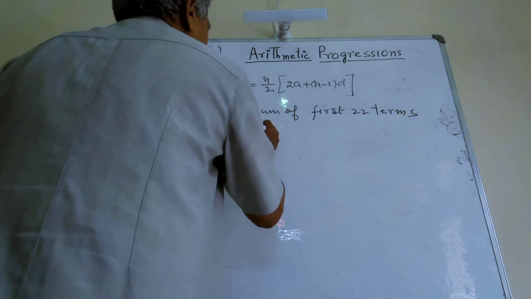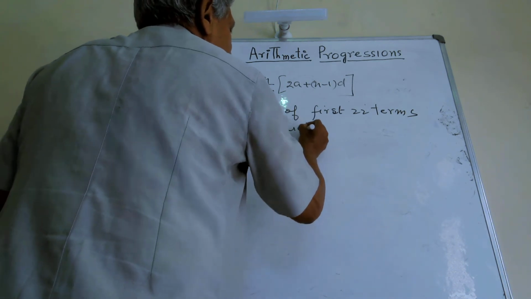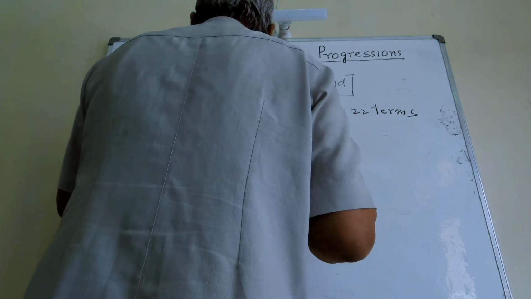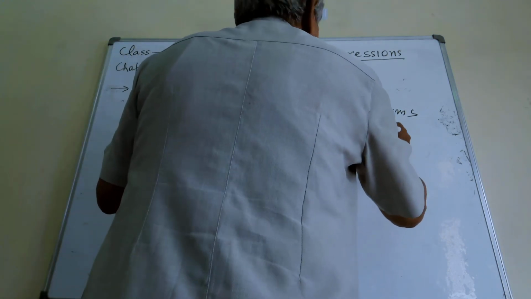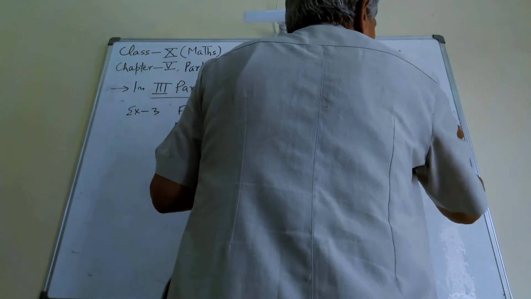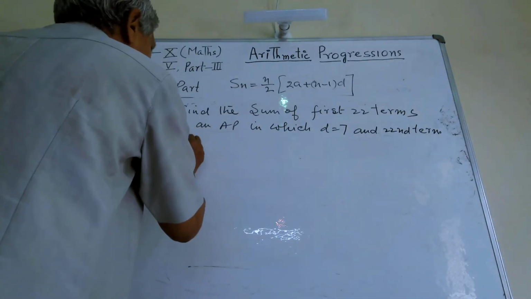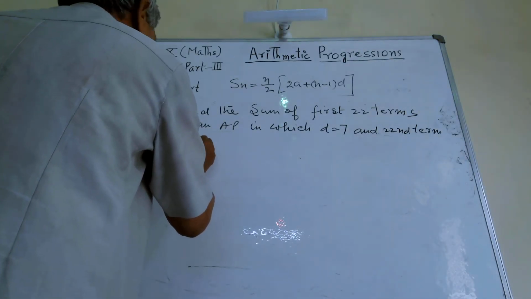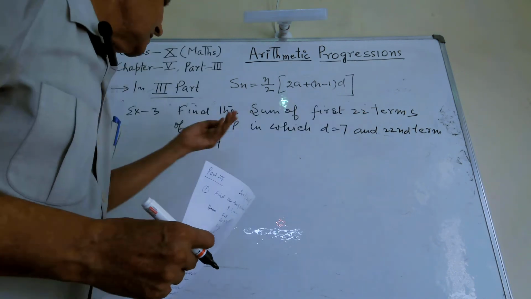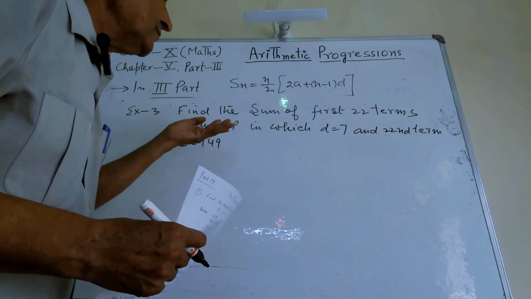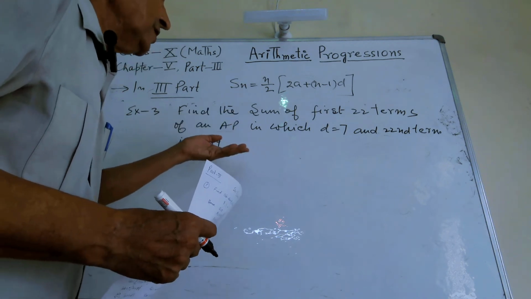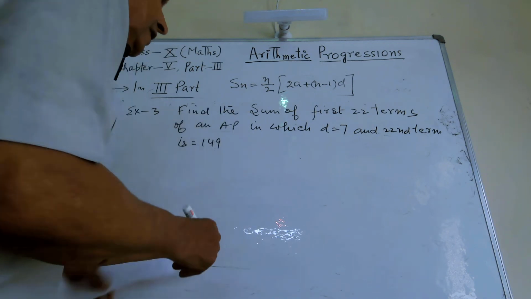in which, this is the statement of the question, d is equal to 7. Here d is given, and the 22nd term is 149. In this statement, d is given and the 22nd term is given, but we do not have the value of a. First of all, we have to find out the value of a.